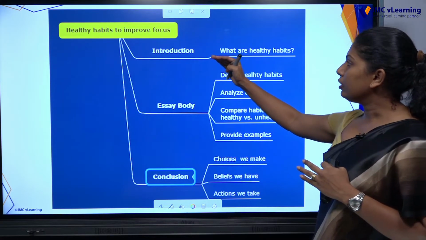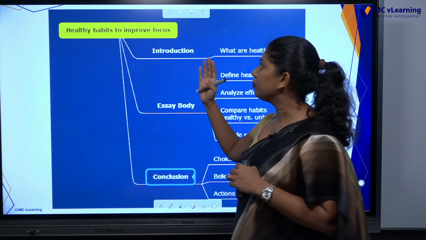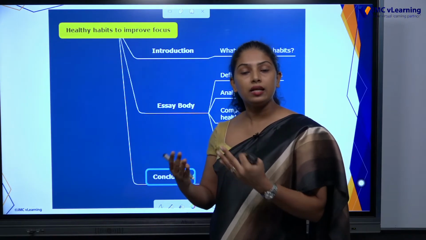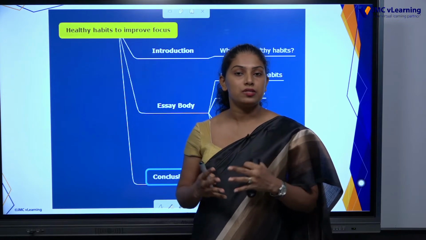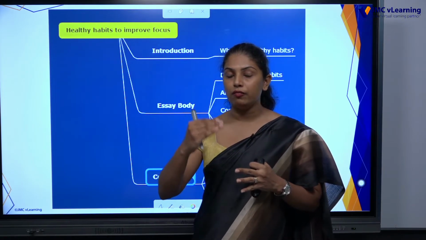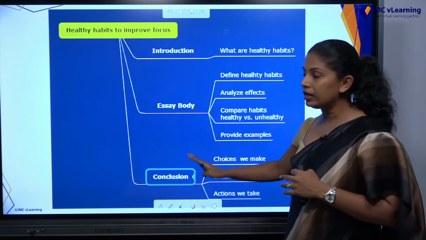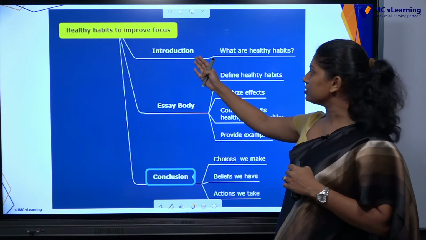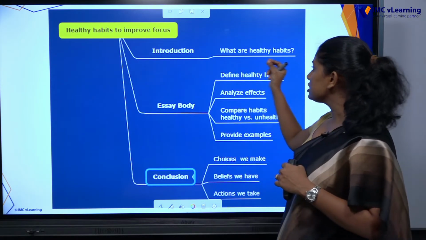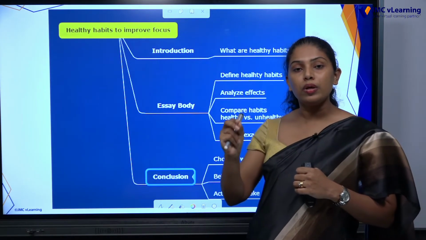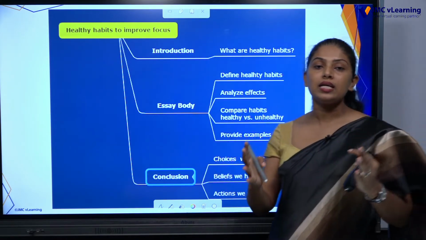Like that, when we are given a topic like this, healthy habits to improve focus, not only this, any other topics like let's protect our environment, those kinds of topics can be given. So if we were given something like that, first you can divide the topic into 3, like introduction, essay body and conclusion. Then you can point out what special points you want to write under these 3 topics. Then you can make the essay.